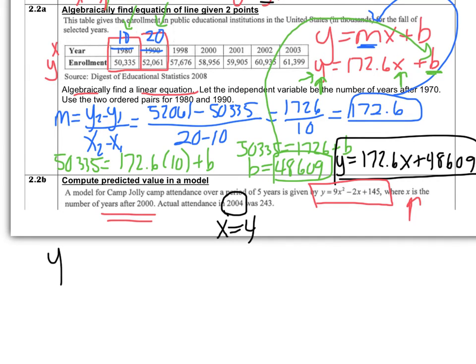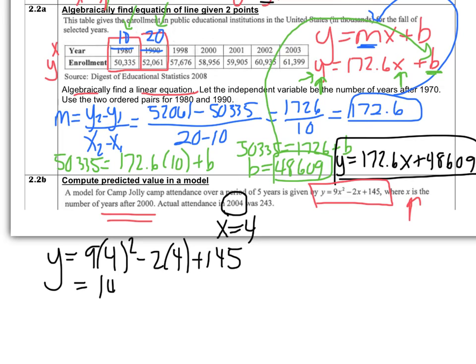All we need to do then is put that into the model, and you're going to have to be careful in your simplification. So the first thing you need to do for simplification is exponents. So do 4 squared first, which is 16. Then do 16 times 9, which is 144. Then come in and do negative 2 times 4 is negative 8, plus 145. When you add this together and simplify, you're going to get 281.